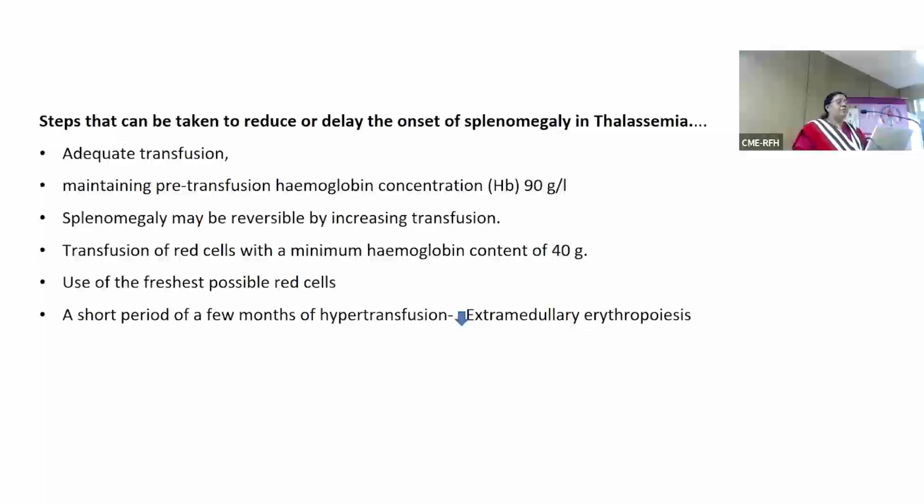You maintain pre-transfusion hemoglobin as mentioned between 9 to 10.5. It can be reversed by increasing the transfusion for a short period of time. You can use hypertransfusion and try to decrease the spleen, especially when we plan for bone marrow transplant. We give hypertransfusion and decrease the size of the spleen, because that is one of the very important negative factors for bone marrow transplant. And you give good quality blood, I mean, hemoglobin of more than 40 grams per bag, which also improves the oxygen carrying capacity and reduces stress on the extramedullary erythropoiesis. Use fresh red cells as far as possible, as per availability.